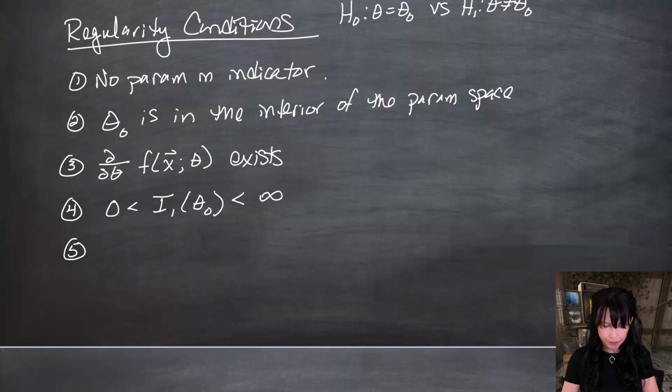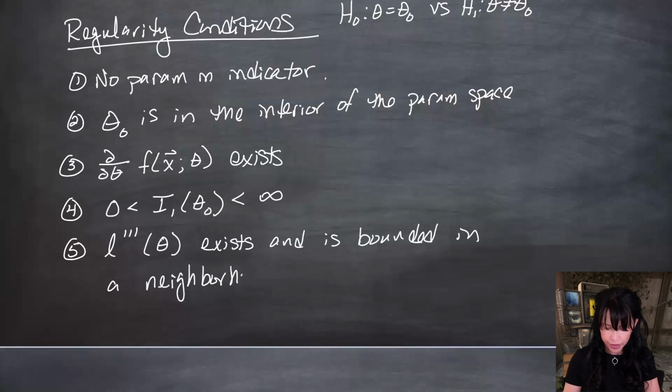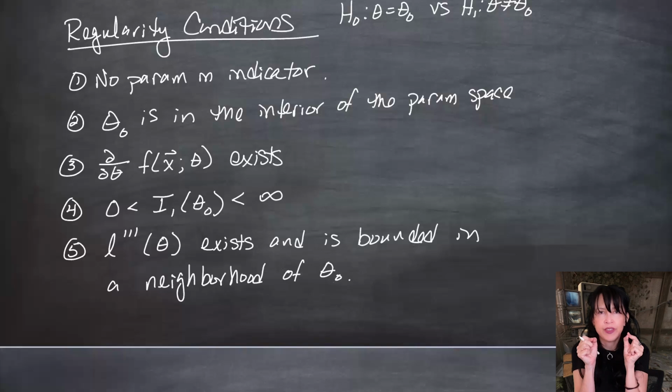And the final one is that, so this lowercase l is my log likelihood, you'll recall. I'm going to take a third derivative, look at it not at theta naught, but as a function of theta. I need this third derivative to exist and be bounded in a neighborhood of theta naught. And there is a neighborhood of theta naught within the parameter space because theta naught must be in the interior of the parameter space.